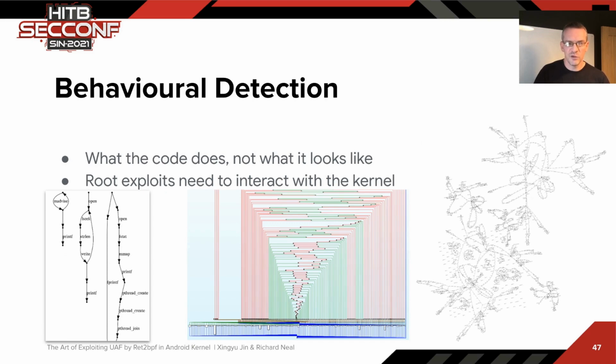eBPF, one of a number of tracing or monitoring mechanisms for Linux, allows monitoring of kernel calls and the parameters they are given, which can be used to look for evidence of exploitation behavior. The exploit described earlier by Xingyu relies on various kernel heap sprays in order to control use after free by manipulating the contents and layouts of a kernel heap.